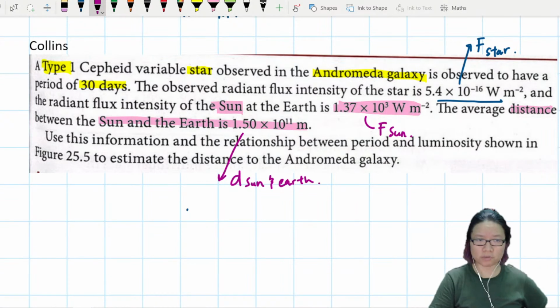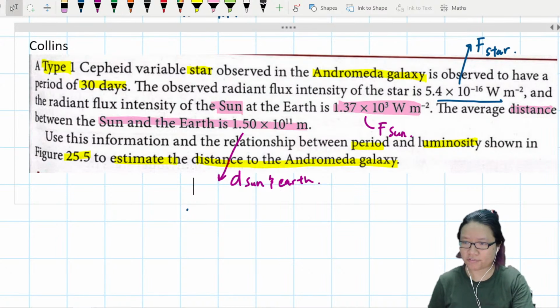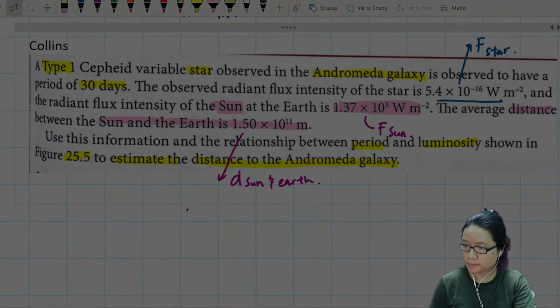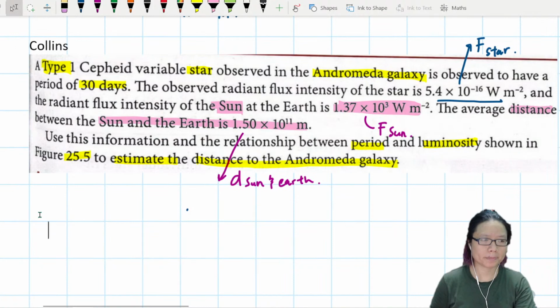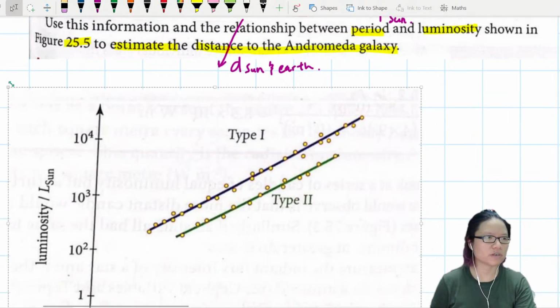Use this information and the relationship between period and luminosity shown in figure 25.5 to estimate the distance to the Andromeda galaxy. Okay, I'm going to pull out the figure in 25.5, which is this one. Let it be bigger. Hang on. Fix it.